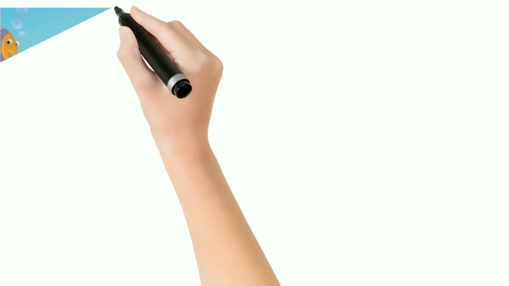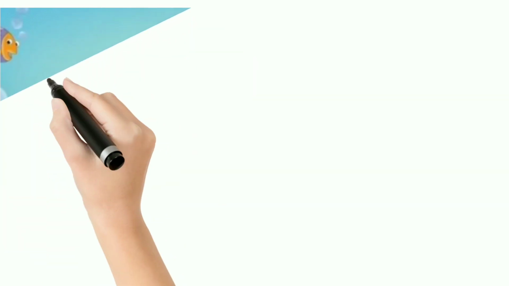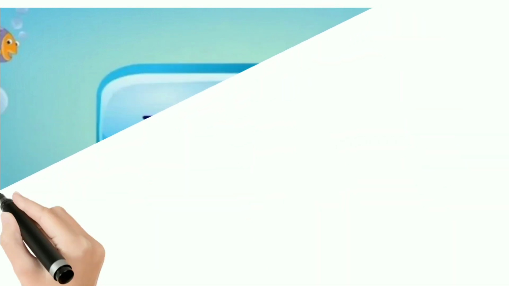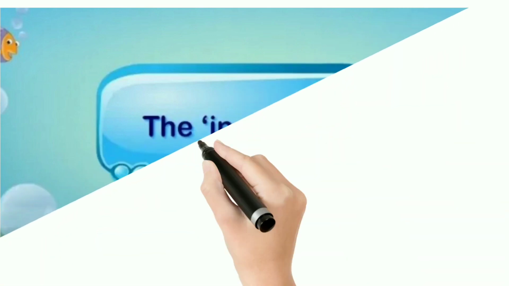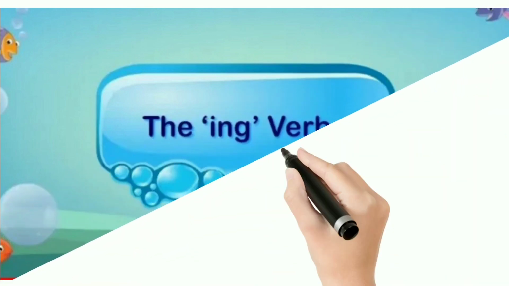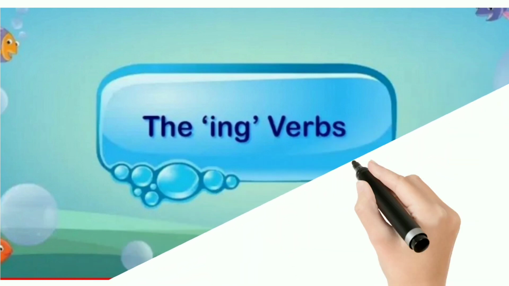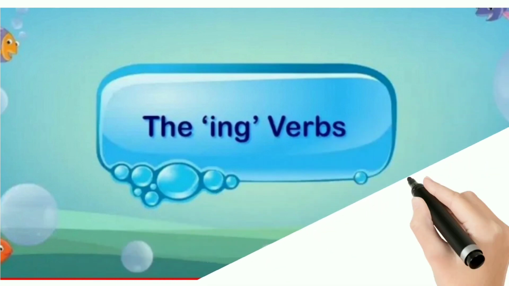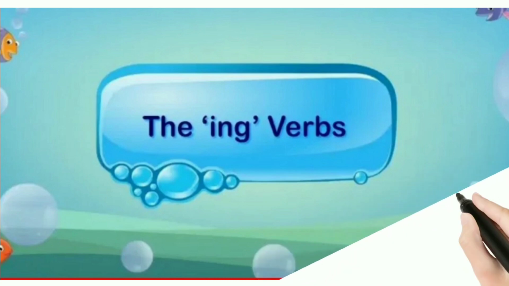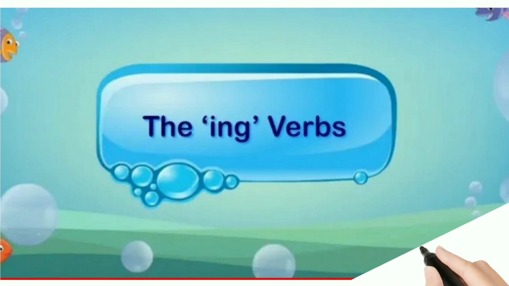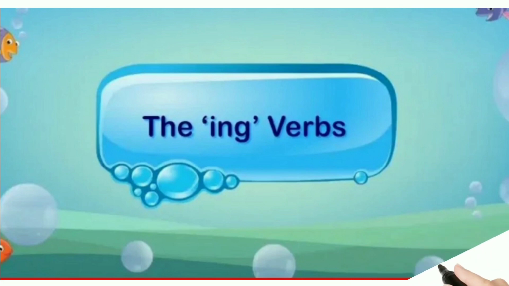In my previous video, we have already learned about the use of ing with verbs. Today, we are going to learn about the use of ed verbs. Before moving on, I am going to tell you about the use of ing verbs. The ing verbs often show the action that is happening. मतलब कोई action at present चल रहा हो. ठीक है? Let's see some examples.